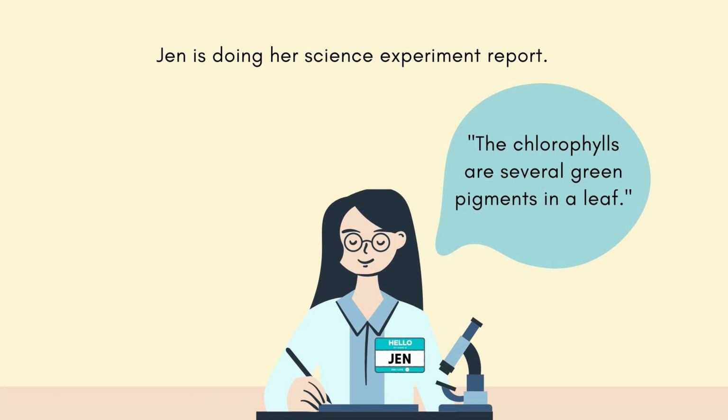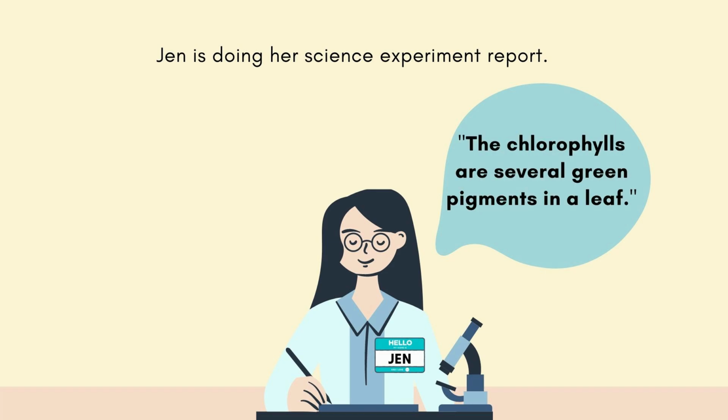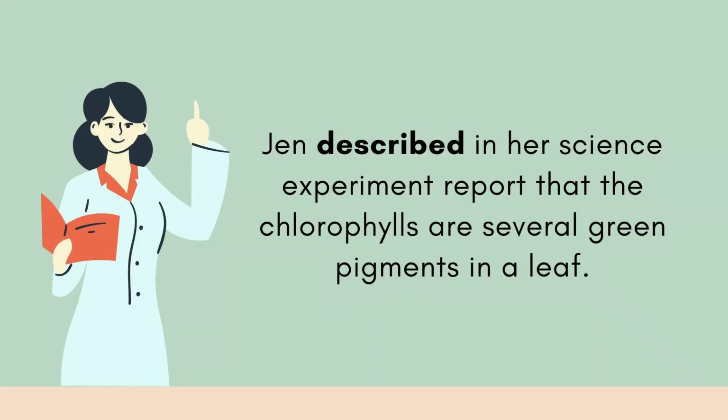Let's take a look back at the scenario. Jen is doing her science experiment report. What is the information that she included? Very good. Jen described in her science experiment report that the chlorophylls are several green pigments in a leaf.